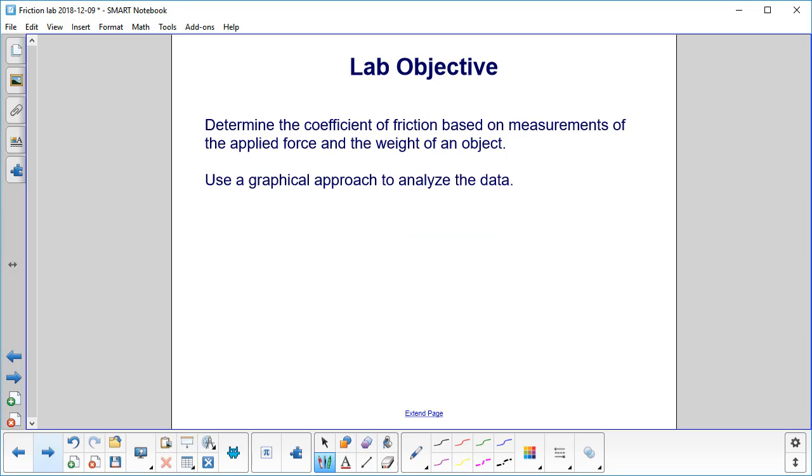Objectives. We want to determine the coefficient of friction based upon measurements of the applied force and the weight of an object. We will then use a graphical approach to analyze the data.